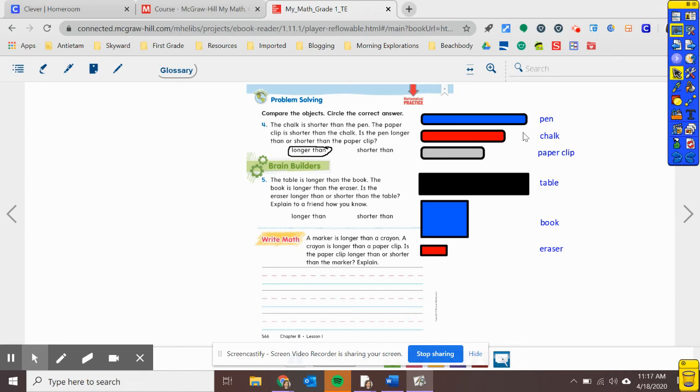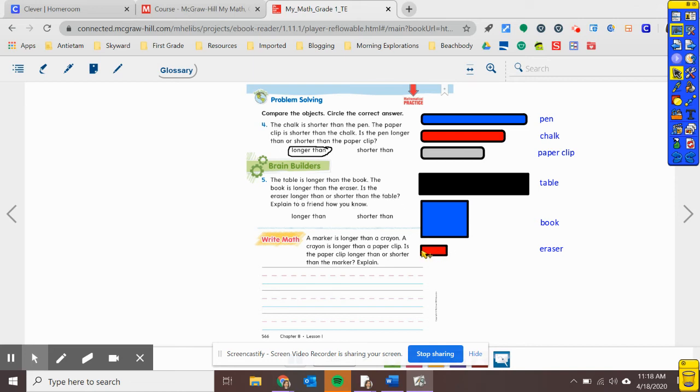If you need time to draw those objects just like I have them, then please pause the video and unpause when you're ready. Okay, so now you should have drawn everything. So now let's see what their question is. Is the eraser longer than or shorter than the table?